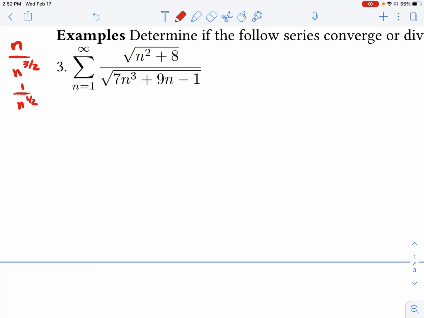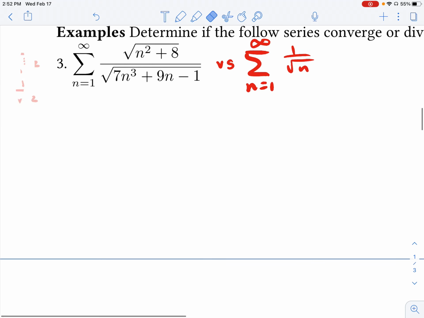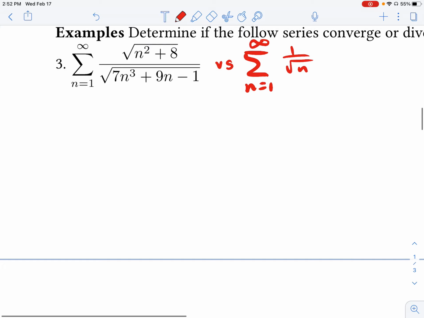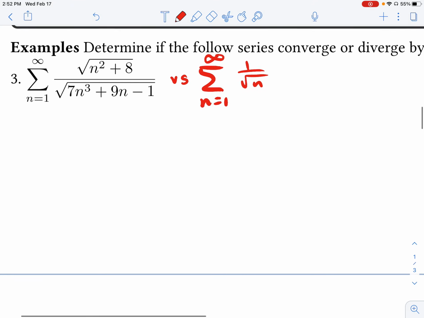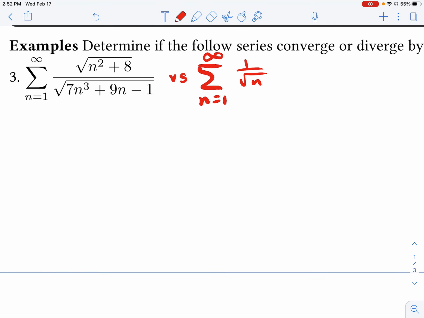So let me just write that. I'm going to say versus, or my helper series, n is equal to 1. I'm going to write this as 1 over root n, right? Or 1 over n to the 1/2. It's up to you. Well, again, I don't know if this is necessarily larger or smaller, right? But I do know that this series does indeed do what? It diverges by the p-series test.